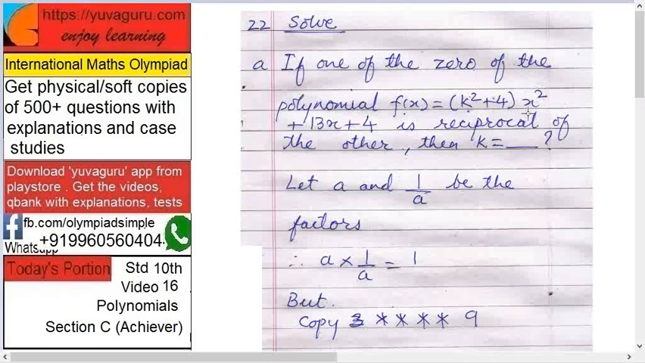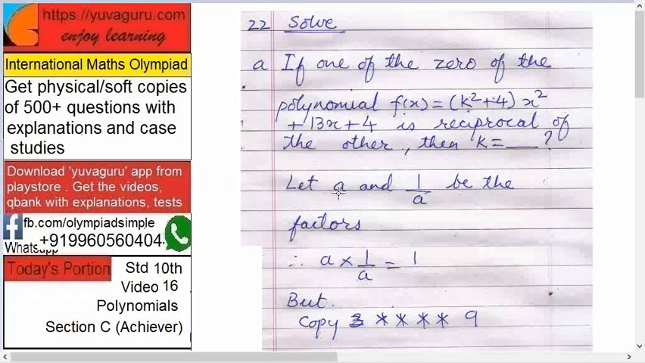here, what is the degree of this f(x) polynomial? Degree is 2. Why? Because of x square, the highest degree of x is 2. So therefore the degree of the polynomial is 2. So how many roots will be there for this polynomial? There would be 2 roots, right? The degree equals the number of roots. So only 2 roots. Now what is given? One of the factors is the reciprocal of the other.